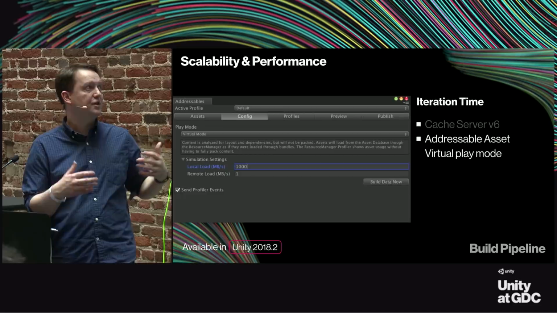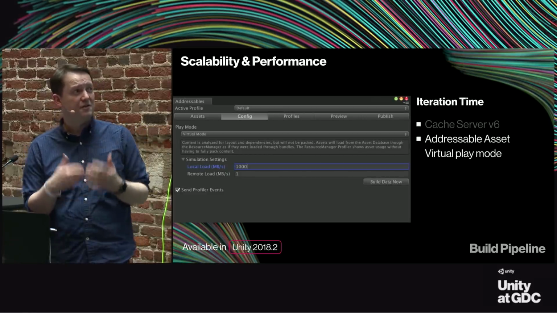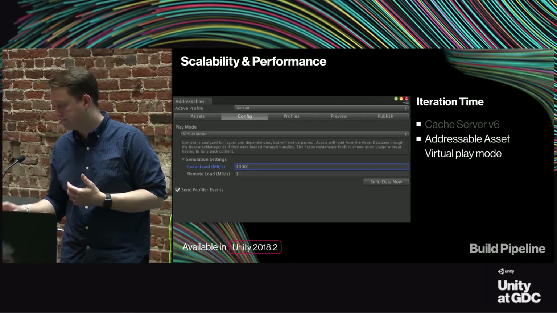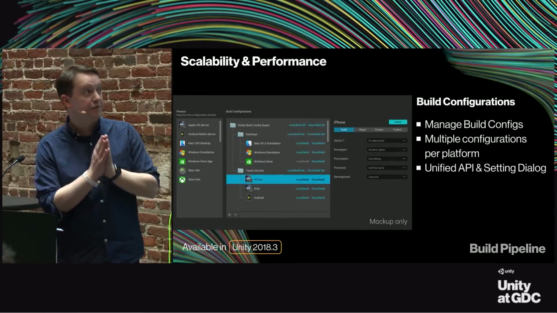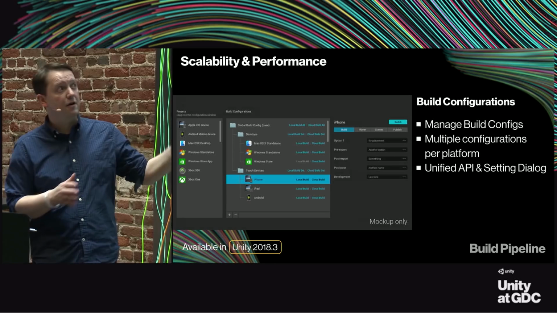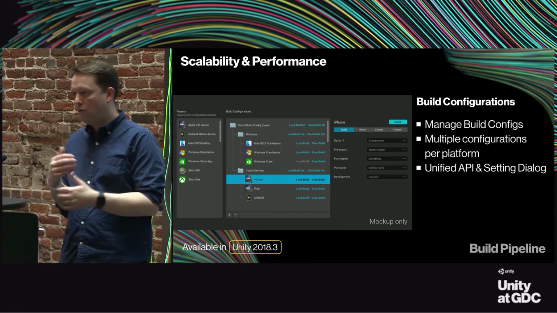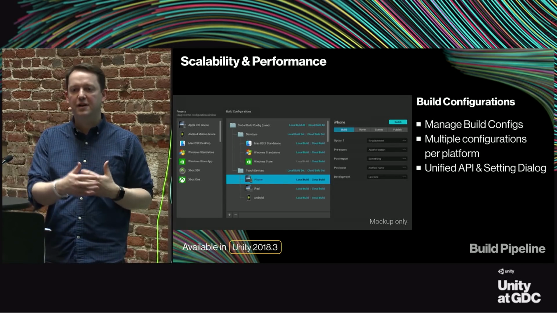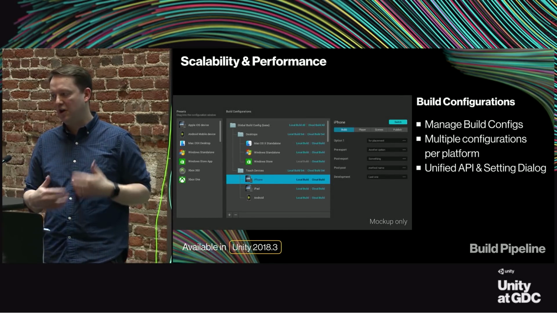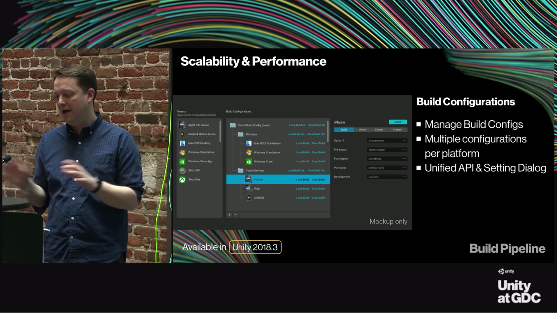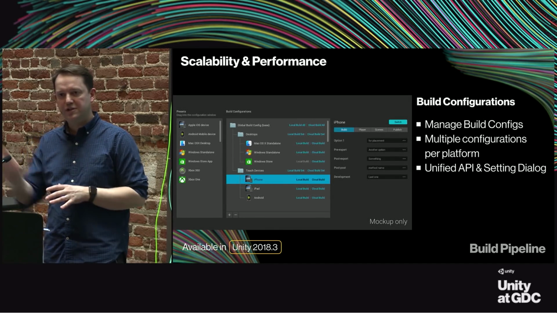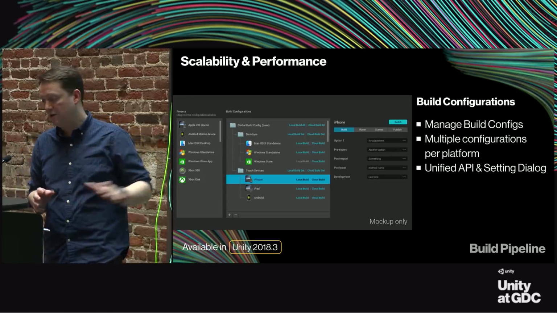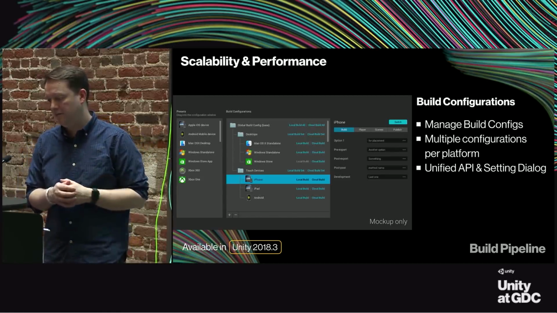And then with regard to iteration time, mentioned it earlier, but it's just this virtual play mode that we're going to be rolling out. Build configs. So by the end of the year for 18.3, we're removing this one-to-one relationship between your build config and your platform, just to let you do kind of one-to-many and really allow you to manage all of your build configurations for your platforms. This is just, again, a bit of a mock of the UX here, so know that'll be updated over time.